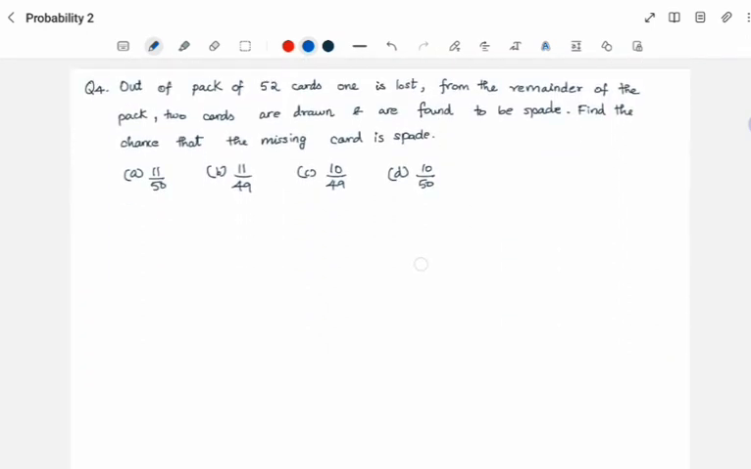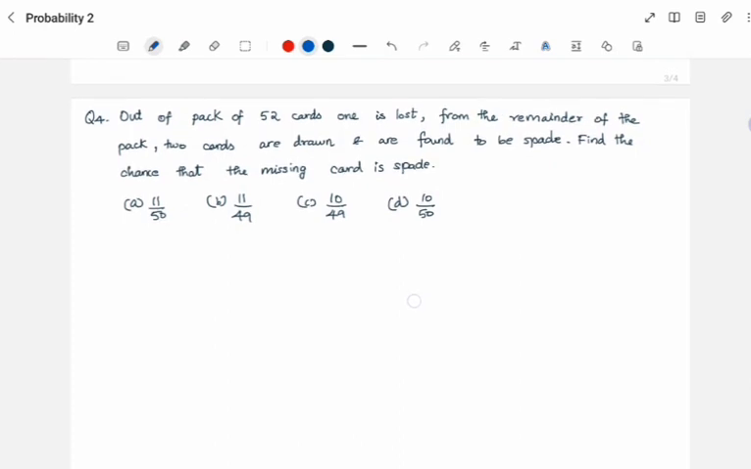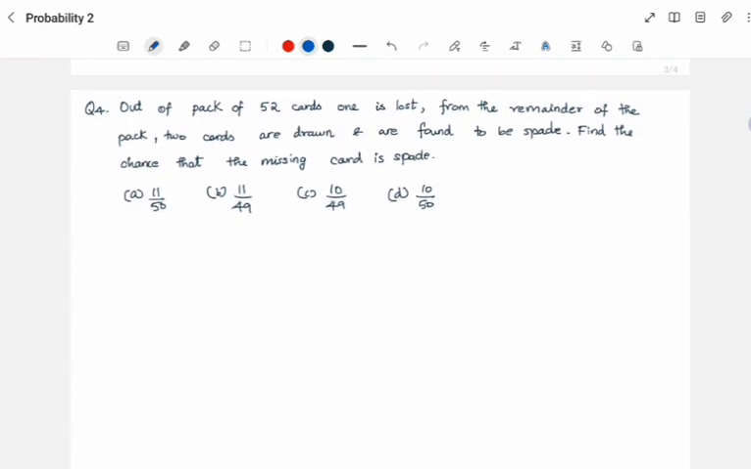Question 1. Out of a pack of 52 cards, 1 is lost. From the remainder of the pack, 2 cards are drawn and are found to be spade. Find the chance that the missing card is spade. Okay, so we have a pack of 52 cards and 1 is lost. So we'll have 51, and from 51 cards, 2 cards are drawn and they are found to be spade. So we need to find the chance that the missing card is spade.